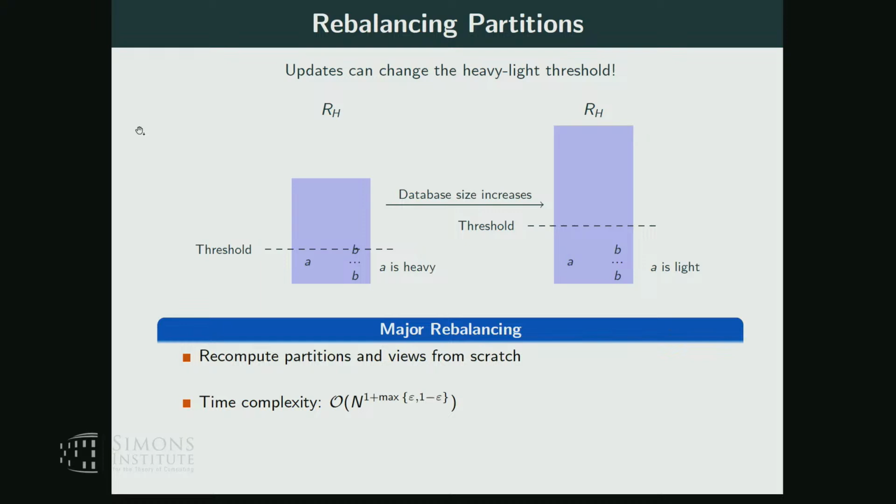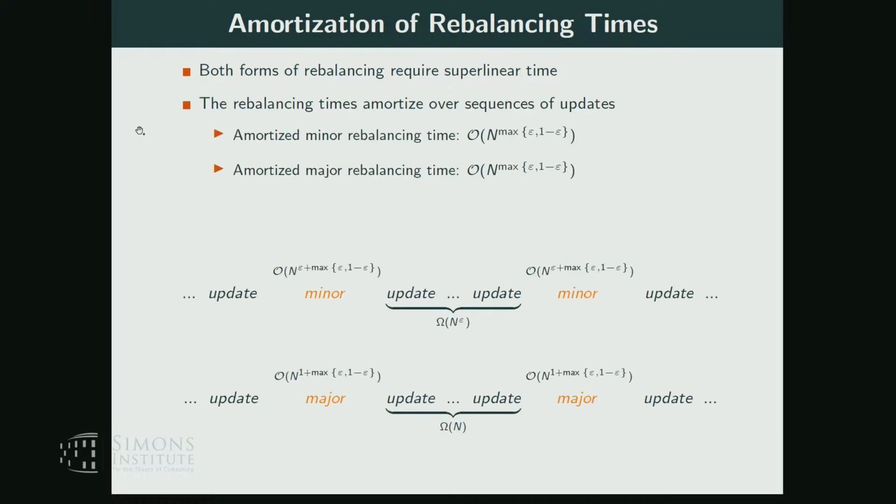But what actually happens is that even though both forms of rebalancing require superlinear time, we don't have to do them eagerly after every update, right? It is perfectly fine to wait for a number of updates, let's say, proportional to n to epsilon, before we actually do a minor rebalancing. And similarly, we can wait for a number of updates proportional to n, the size of the database, before we do a major rebalancing.